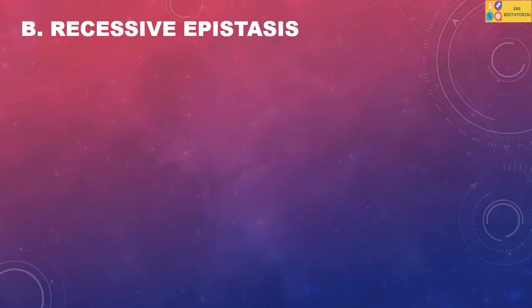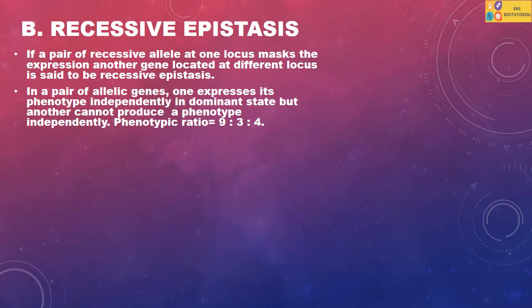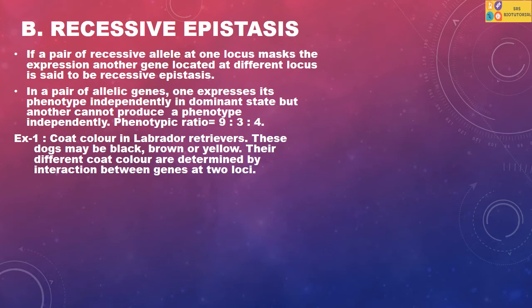Recessive epistasis. If a pair of recessive alleles at one locus masks the expression of another gene located at a different locus, then it is said to be recessive epistasis. In this condition, the phenotypic ratio of a dihybrid cross is modified into 9:3:4 instead of 9:3:3:1. Example: inheritance of coat color in Labrador retrievers.